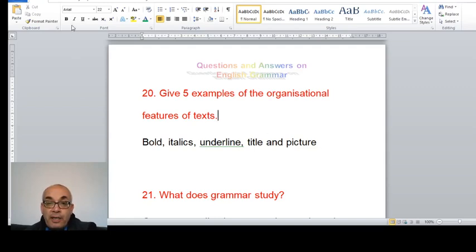And if you look here, this is B, which is bold. This is I, which is italics, and this is U, which is underline. But we also have title and picture, subtitle, sometimes web link or tabs. But I just give you 5 examples of formatting features. Sometimes they call them printing features, organizational features.